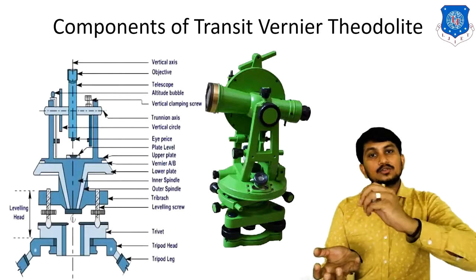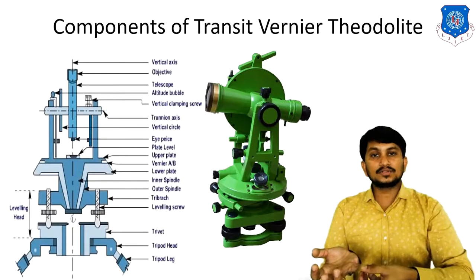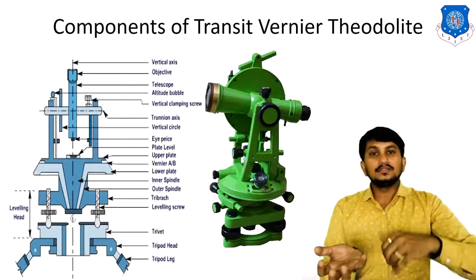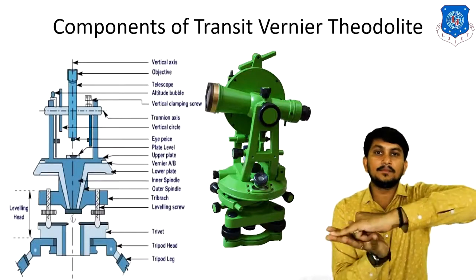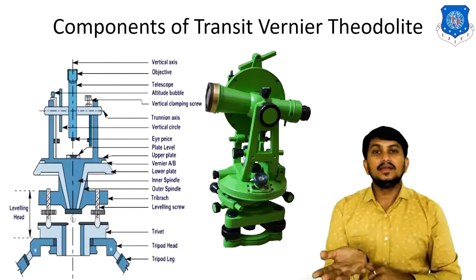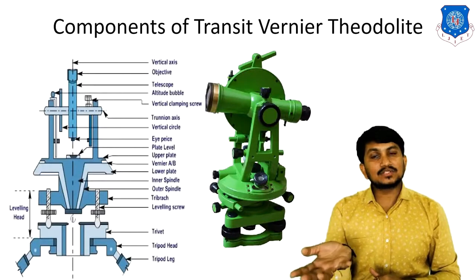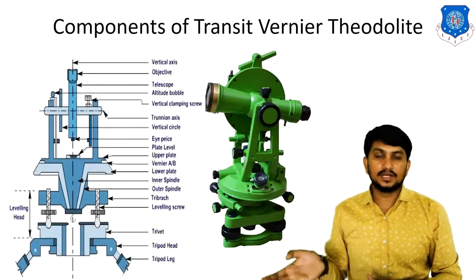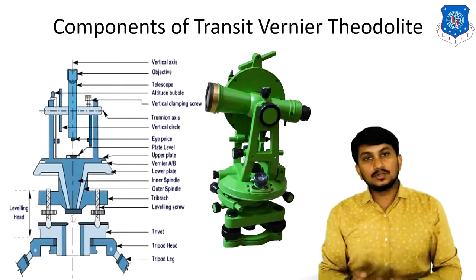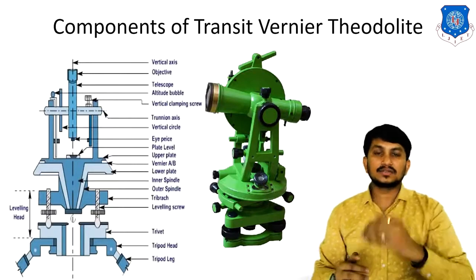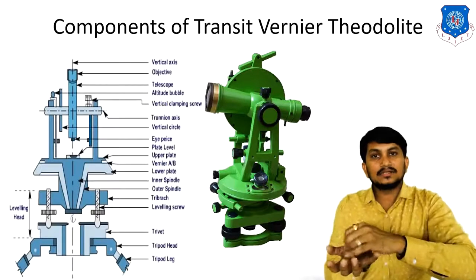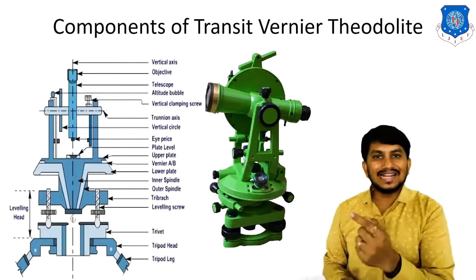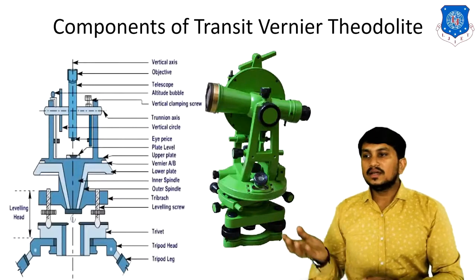If the upper clamp screw is fixed and the lower clamp screw is released, then the rotation of these two plates is in a combined manner. So this is how the clamp screw works in this theodolite. The tangent screws, lower tangent screw and upper tangent screw, help in rotating these two plates in slow motion, or for slight rotation.